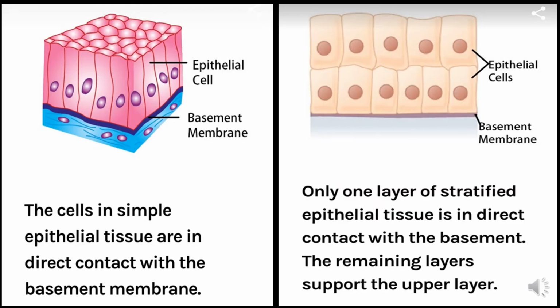As you can see in this diagram, in simple epithelial tissue, cells are in direct contact with the basement membrane, whereas in stratified epithelial tissue, only the first layer is in direct contact with the basement membrane. The remaining layers support the upper layer.